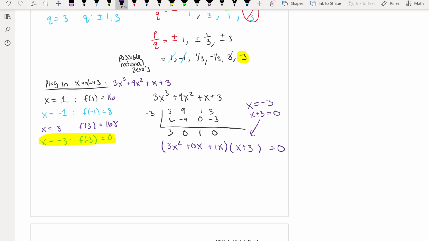So now I know that 3x squared plus 1x is equal to 0. So if I were to factor that out a little bit, I have an x, and I'm going to have 3x plus 1 is equal to 0. So x is equal to 0, and 3x plus 1 is equal to 0. So 3x is equal to a negative 1, and x is equal to a negative 1/3.